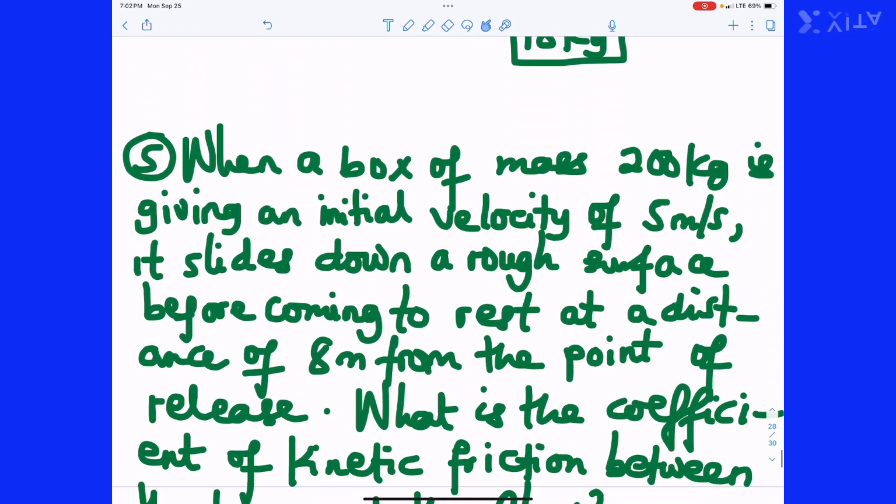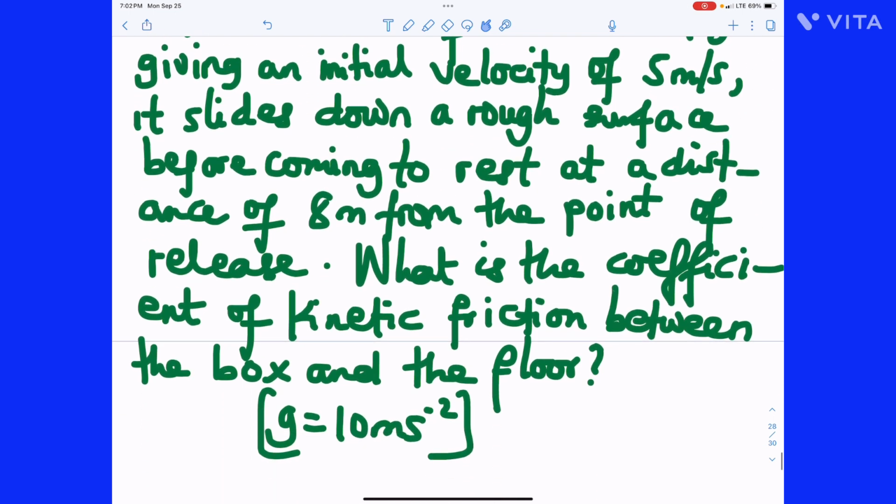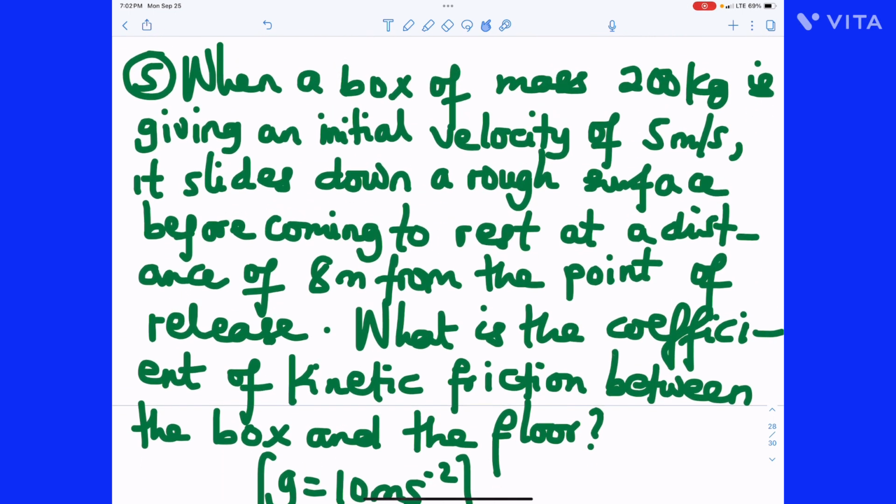So instructions are the same as the previous one, and number 5 is like question 10 in the examples. So that ends our friction for this section.